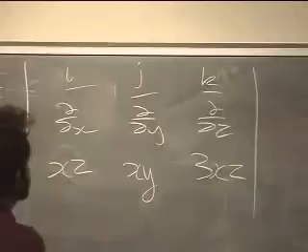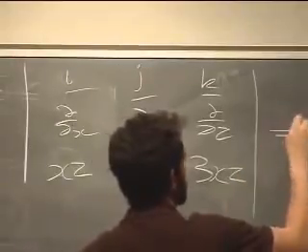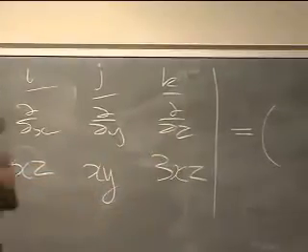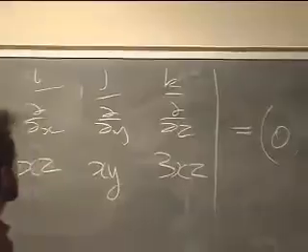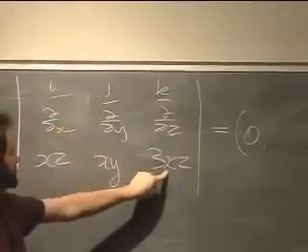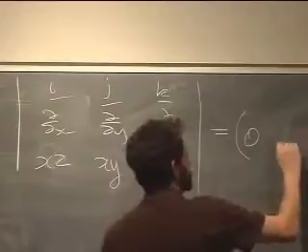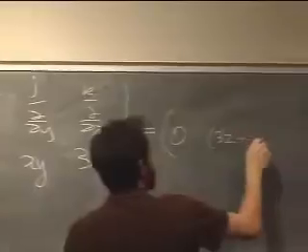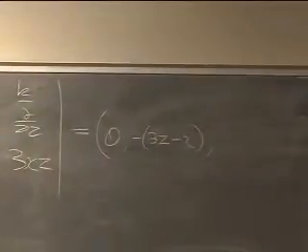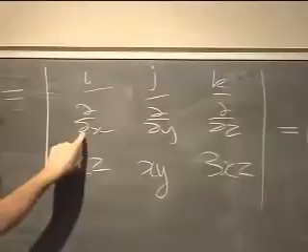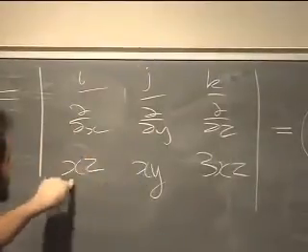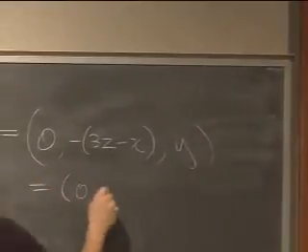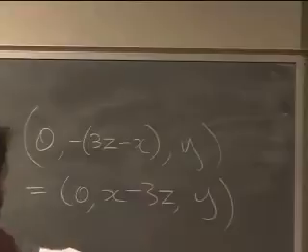Yes, that's it. All right, so the i coordinate is the y derivative of this minus the z derivative of this, which is 0. The j coordinate is the x derivative of this, which is 3z, minus the z derivative of this, which is x, but then we need a minus in front because it's the middle one. And the k coordinate is the x derivative of this, which is y, minus the y derivative of this, which is nothing. So I get 0, x minus 3z, y.